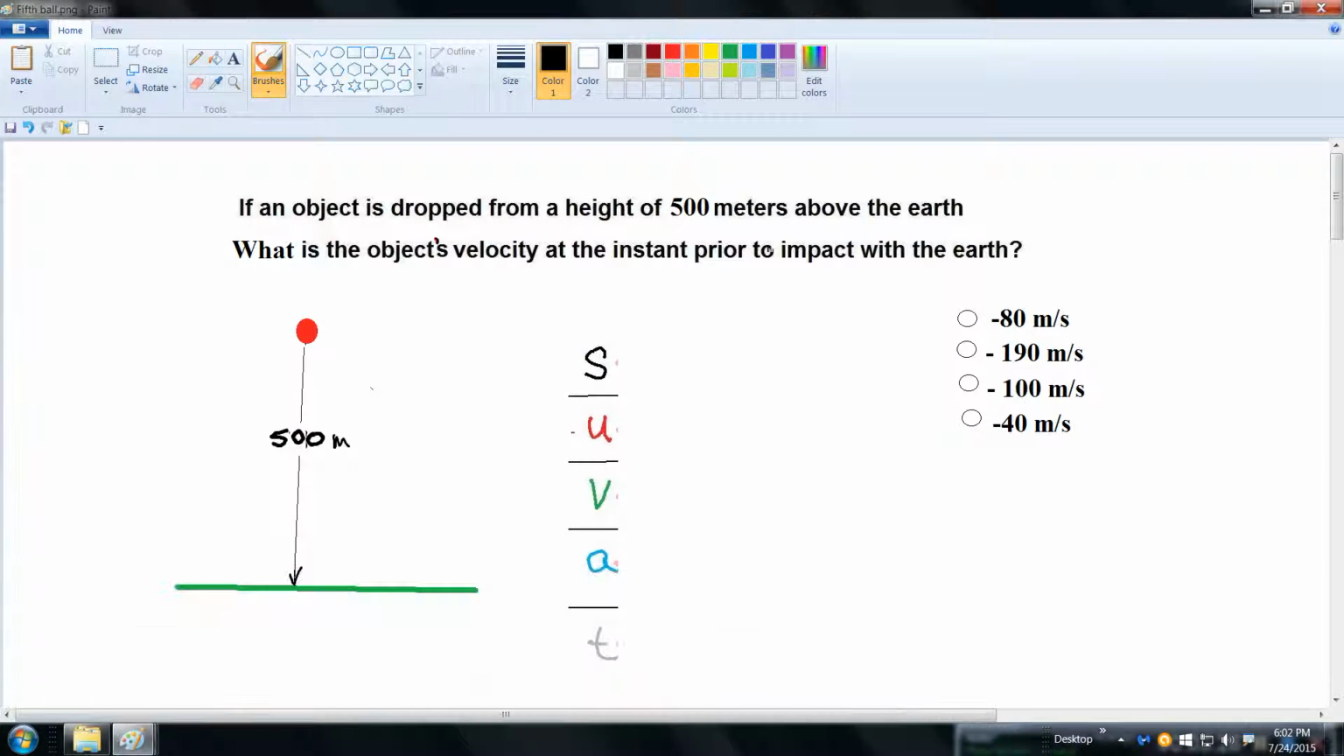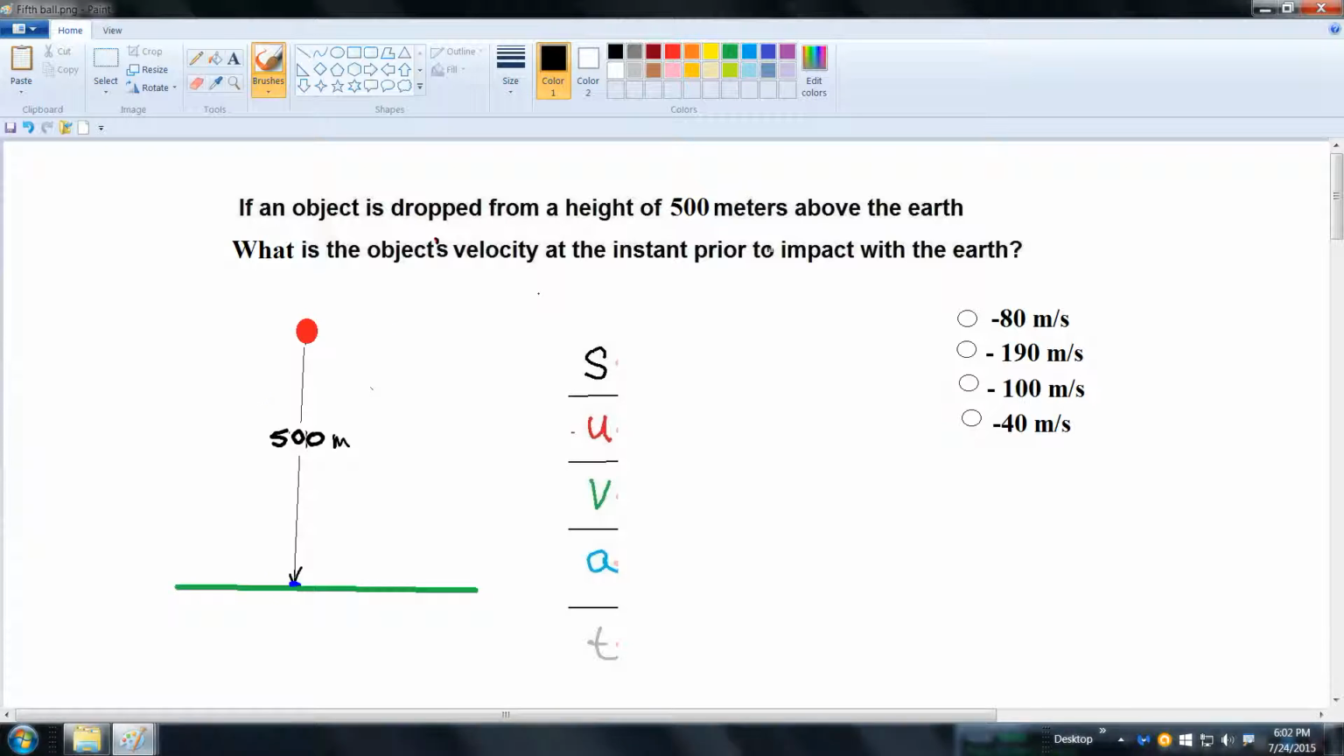question. If an object is dropped from a height of 500 meters above the Earth, what is the object's velocity right before it hits the ground? So right at that moment, right before it hits the ground and stops, we want to know what that velocity is. So that would be the final velocity.